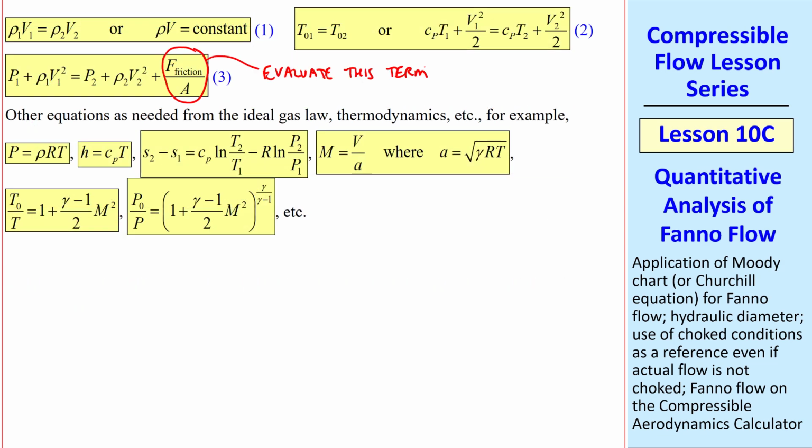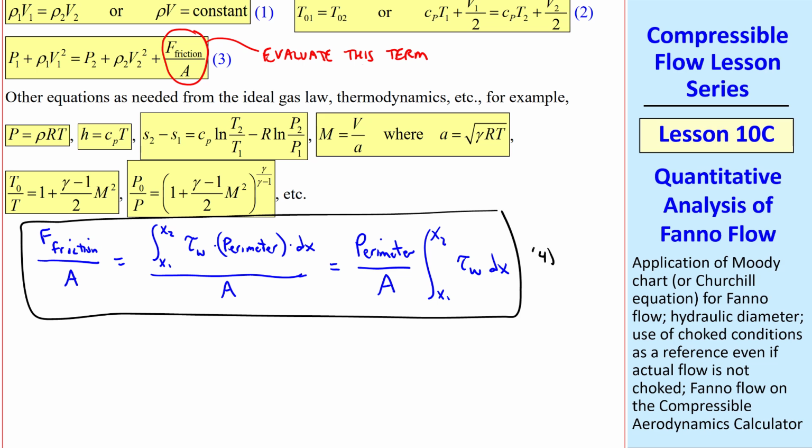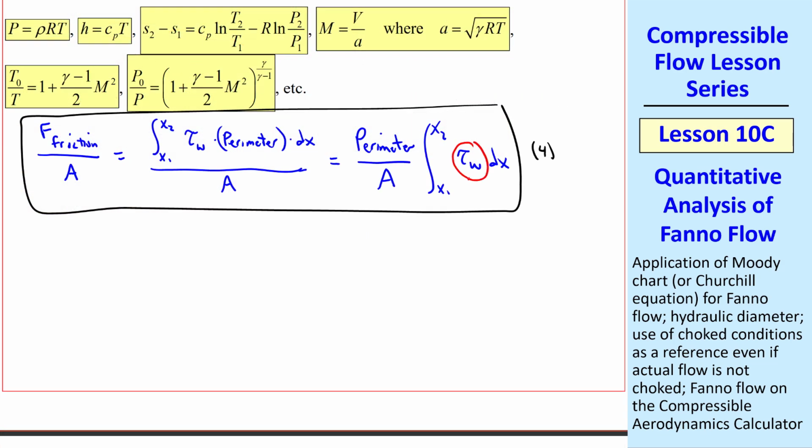Let's evaluate this term in the momentum equation. Well, F friction over A would be the integral from x1 to x2 of tau W, the shear stress at the wall, times the perimeter of the pipe or duct, dx, divided by A, where A is the cross-sectional area of the pipe or duct. Well, this is a constant diameter or constant dimension duct, so this perimeter is a constant and can come outside the integral. So our equation reduces to this, which I'll call equation 4. So now we're left with how to find this shear stress tau W.